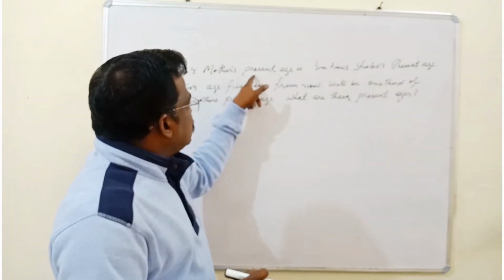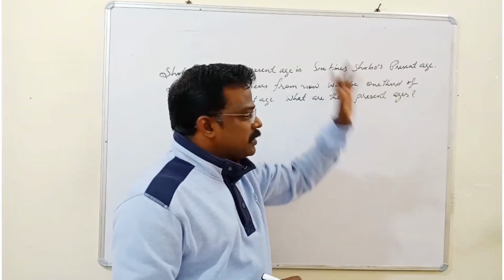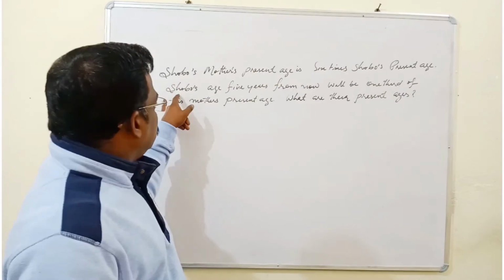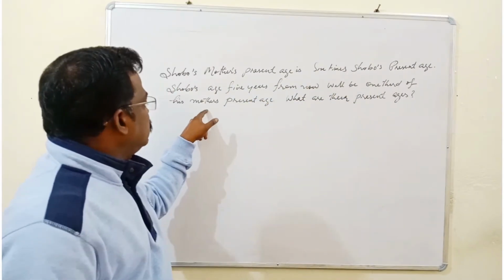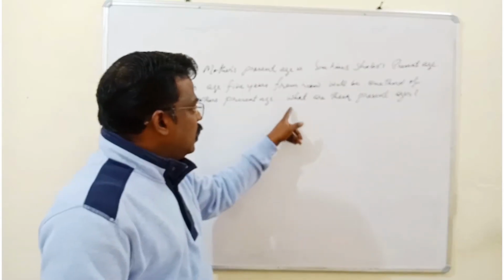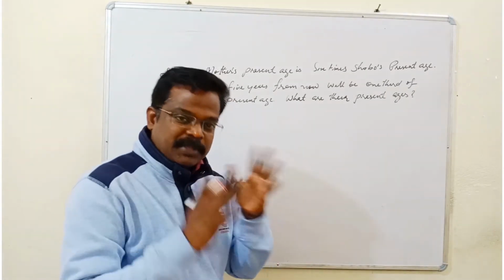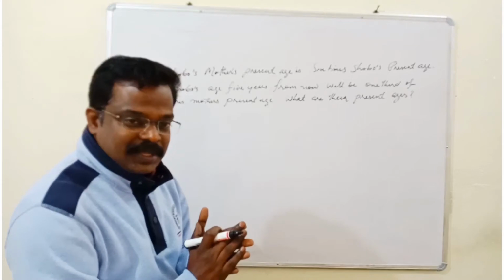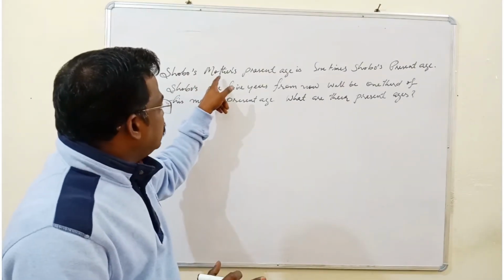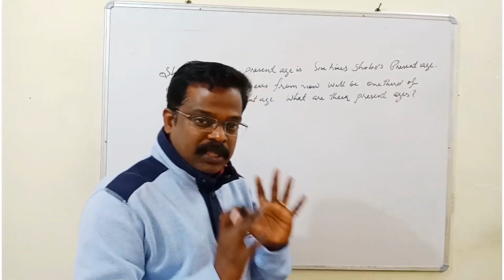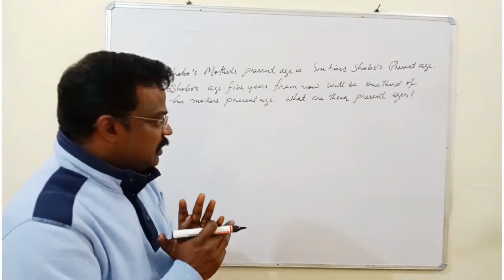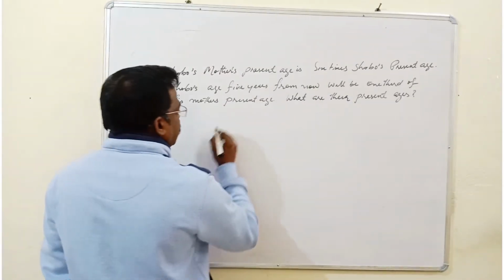Shobo's mother's present age is 6 times Shobo's present age. Shobo's age 5 years from now will be 1/3 of his mother's present age. What are their ages? So here, Shobo's mother's present age is 6 times Shobo's present age. Then what is Shobo's age? That we can take as x.